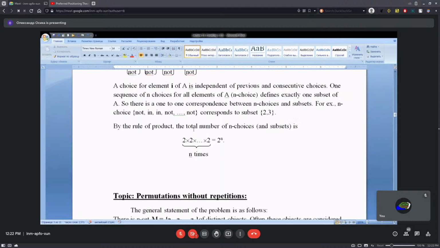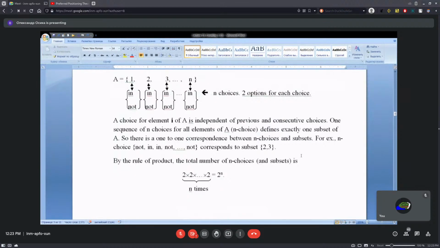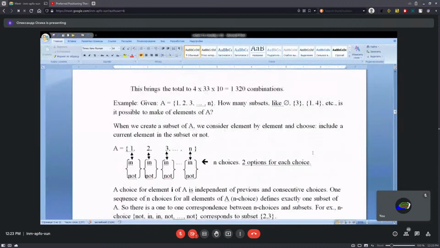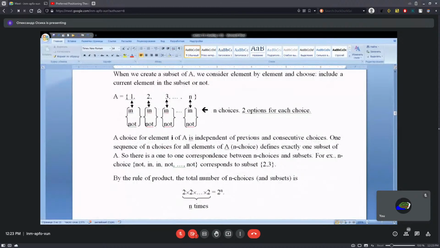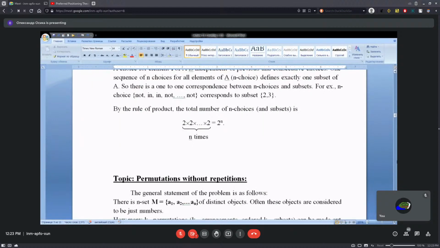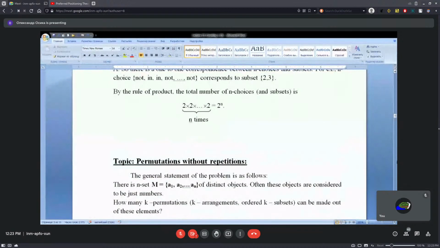By the rule of product, the total number of n-choices and n subsets is 2 by 2 by 2, 2 to the power n. We multiply n times. So many subsets. We discussed this formula for the power set of A from different angles so far. That's why we should be able to prove it in many ways.